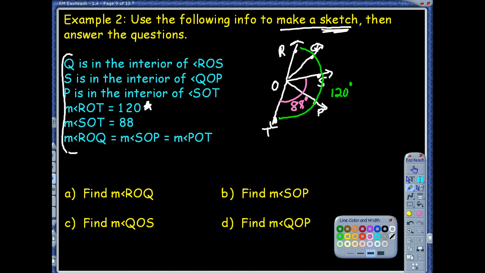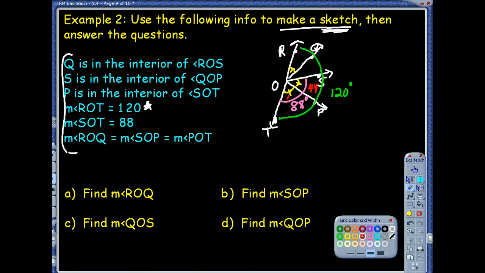And then they say some measures are equal. Now to show equal angle measures in a picture, kind of like showing equal measures in segments, you can do it with tick marks. Sometimes they'll use more little loops. A lot of times it's little tick marks. So that angle is the same measure, which means they're congruent to this one as well. Well, and if the two together, the SOT, was 88, and each of those are congruent, then each of those would have to be 44.